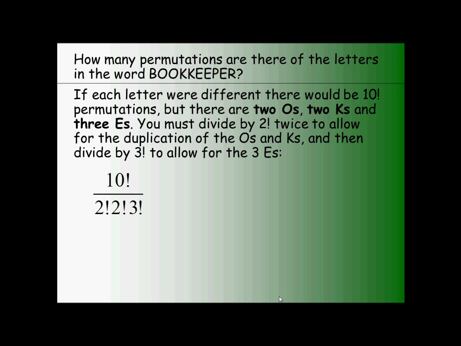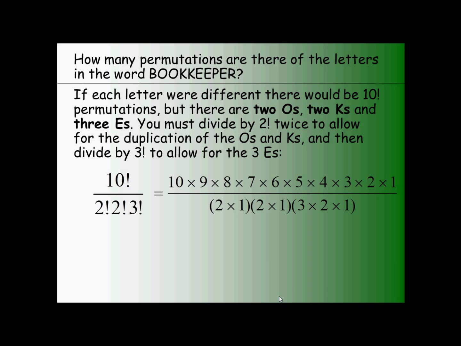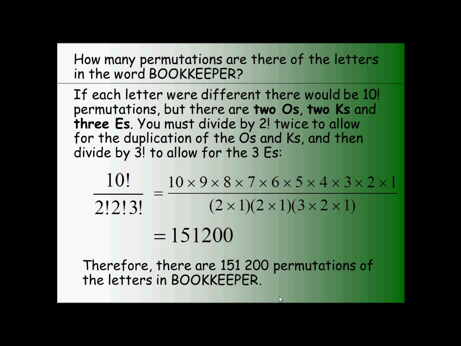So we get 10 factorial divided by 2 factorial times 2 factorial times 3 factorial. So we're dividing by each of those pieces. Which if we were to write it out in long form would look something like this. We can simplify by dividing out common factors, and the answer is 151,200 different ways in which to arrange the letters in the word bookkeeper.